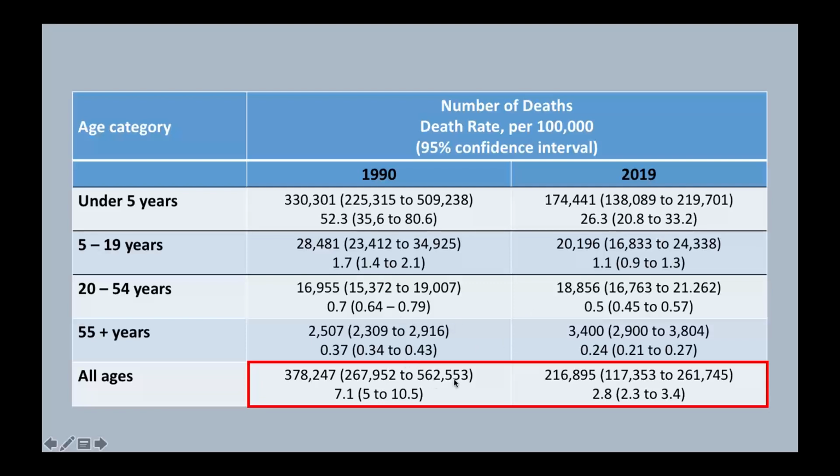But again, overall, with all ages, you can see the dramatic decrease in the death rate from 7.1 to 2.8 per 100,000 over 30 years. So this is a big success story overall.